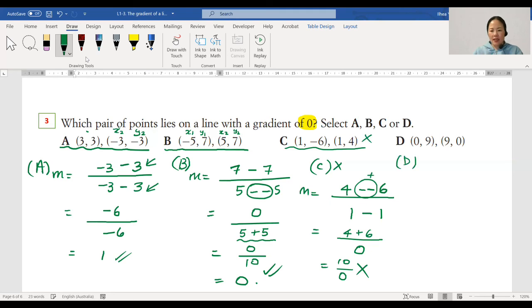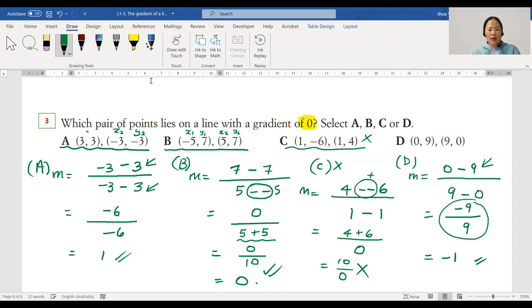Okay. D. What's my Y2? Yep, 0. And what's my Y1? Yep. What's my X2? Yep, good. And what's my X1? Good. So what's on the top? 0 minus 9. -9. And then 9 take away 0 is 9. So we got -9 divided by 9. Well done. -1. So which one, guys? B. B has a 0, so answer is B.